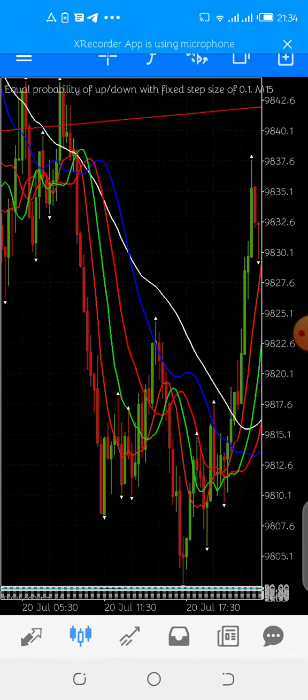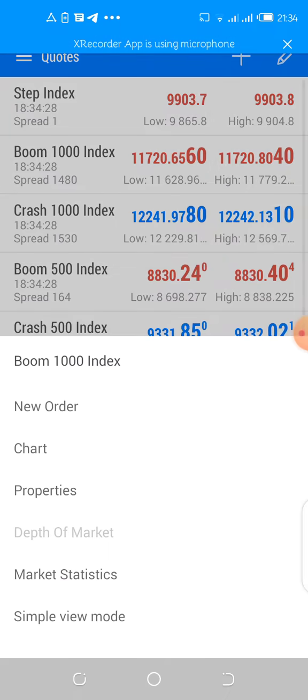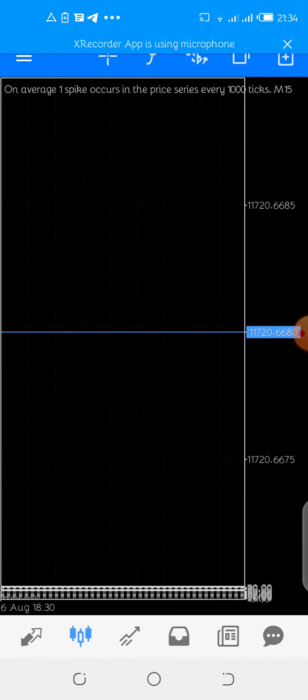Okay. So that's it for this strategy, and I hope you put it to proper use. You can always add other indicators to help you. I would for sure still want to advance this in future. I've used it a while back, and it applies to all the currencies. I was on step index. Let's check boom. New chart.